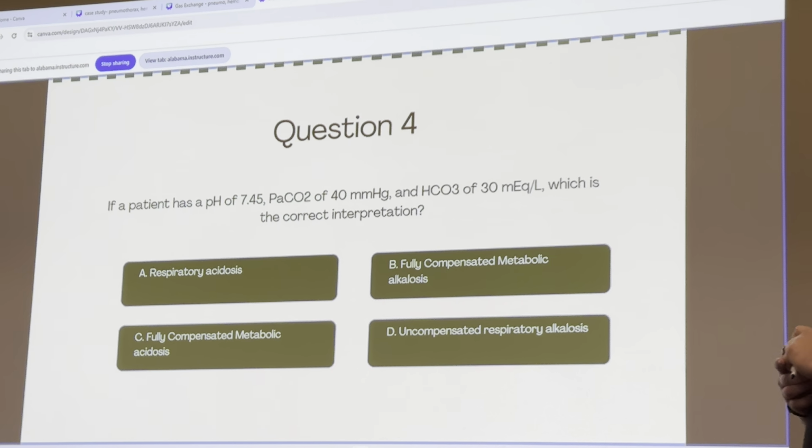Metabolic side, I can have two high values or two low values. So my bicarb is 30, that is a little high. Remember, 22 to 26 is going to be your normal bicarb range. So I got two high values. My CO2 didn't really change a whole lot, but it has compensated enough to buffer to get my pH back into normal range. So if my pH is in normal range, then I can have that fully compensated metabolic alkalosis.